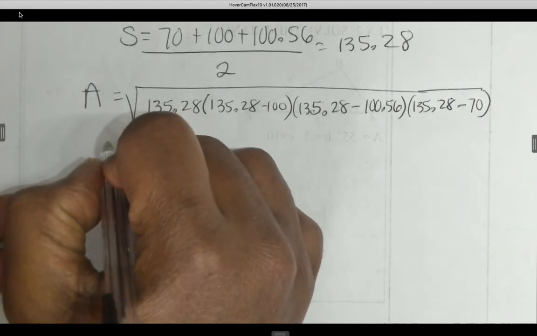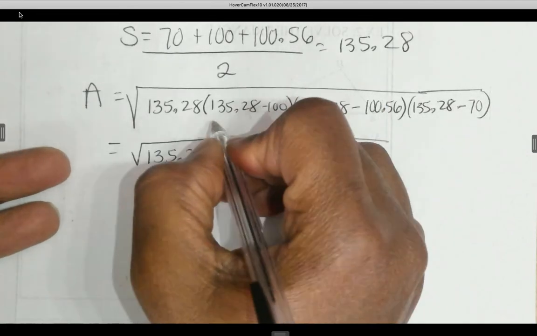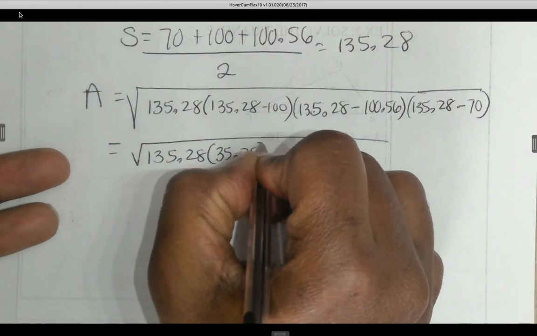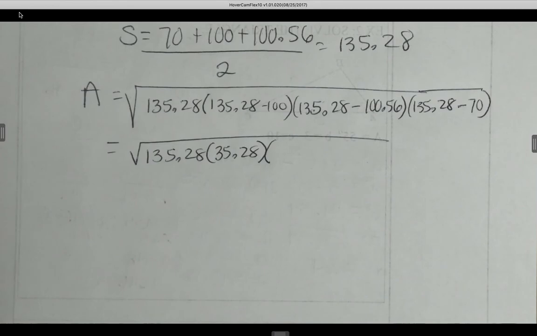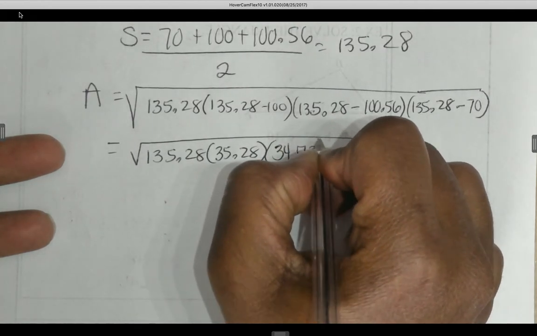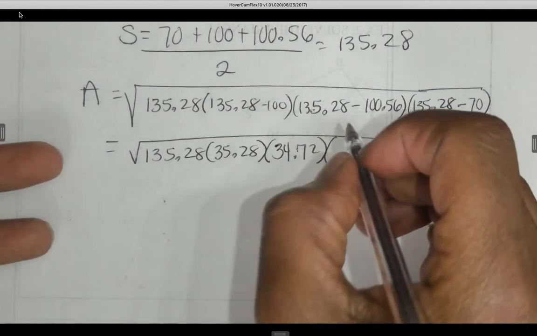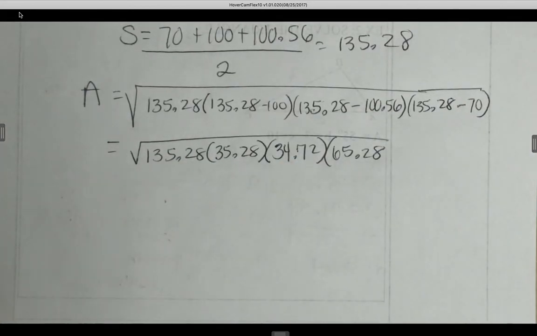So let's see if we can break some of these numbers down. 135.28, and then 135.28 minus 100 is just 35.28. If I subtract these, get something a little less than 35. Let's see, 135.28 minus 100.56, 34.72, and then 135.28 minus 70, I get 65.28. Now I'm going to multiply all these numbers and then take the square root.